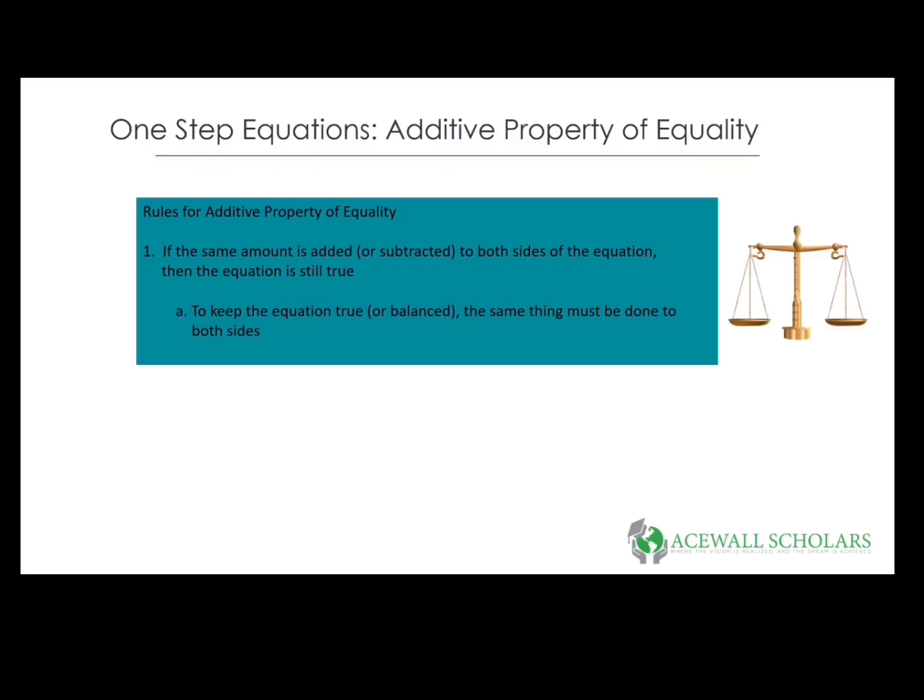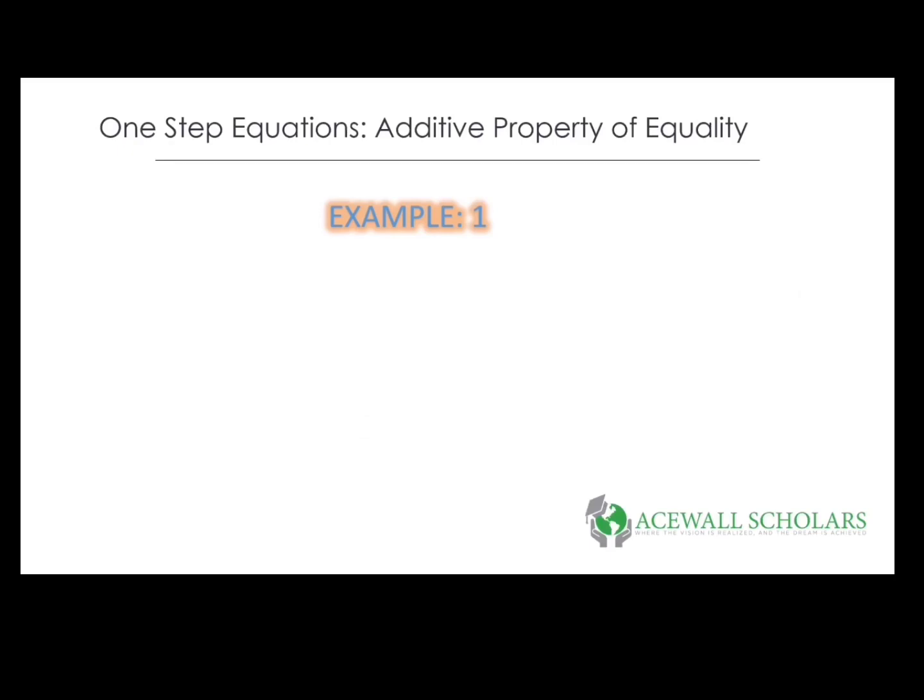So, let's look at an example. Example 1. Let's say we have x plus 5 equals 23. Well, we need to find out what that variable is actually equal to. So, in order to do that, we're going to use the additive property of equality. We want to isolate the variable, get the x by itself. So, what's on the same side of the equation with the x? Well, the 5 is. So we need to move the 5 to the other side of the equal sign. In order to do that, we do the opposite. So we're going to minus 5 on both sides.